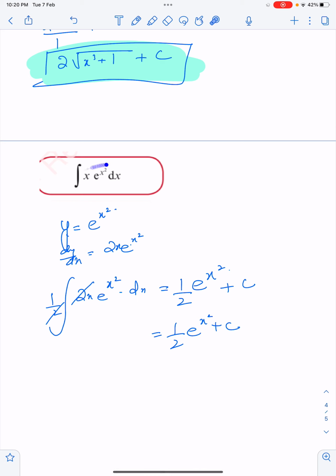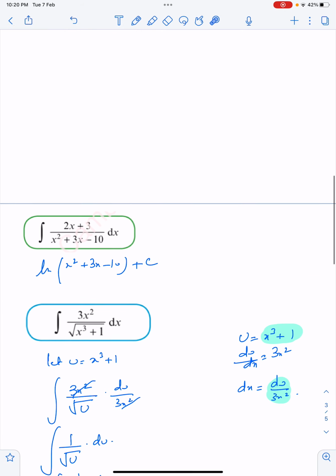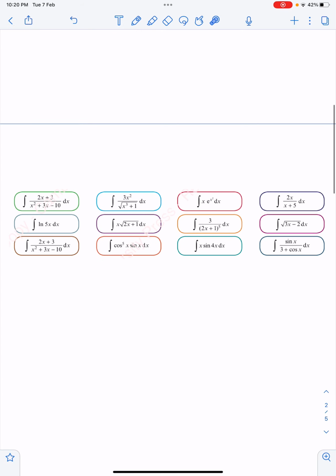In short, if you ever see the e function and the derivative of the power of the e function written next to it, that means it's being multiplied by the e function. The result of this will be e to the power x squared, and there should be a 2 missing here, so you multiply it by 1 upon 2. So you can use this method and do it directly instead of using partial fractions here. Okay, moving on to the next question, which is this one.